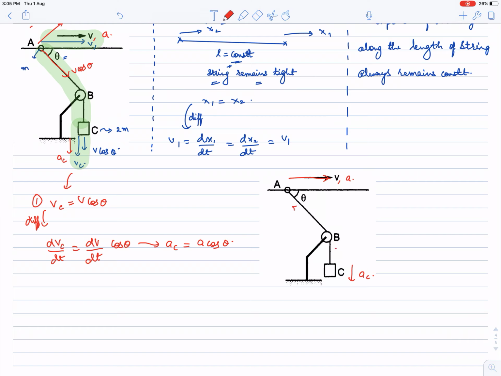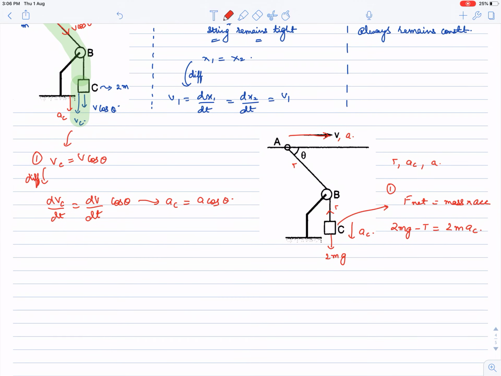The string is tied with a tension equal to T, such that in this case we have three variables T, ac and a. To solve three variables I need three equations. The first equation I have is, let's say this block has a mass 2m, so 2mg acts on it downward, tension T acts on it upward, so for the first block the net force can be written as mass into acceleration. Net force is 2mg minus T, mass is 2m, acceleration ac. This becomes my equation number 1.